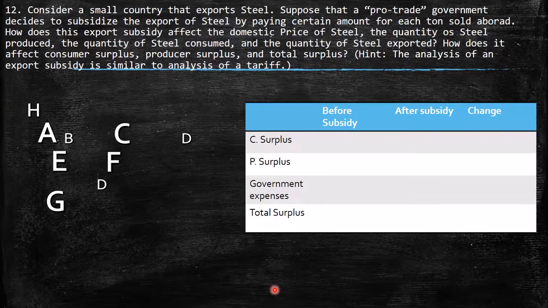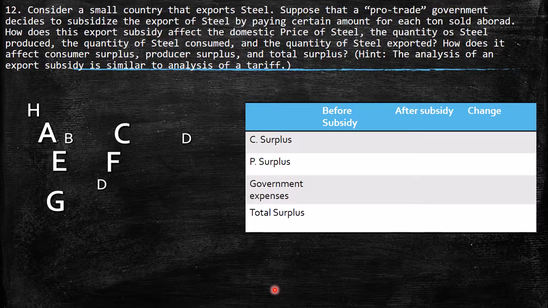So 12. Consider a small country that exports steel. Suppose that a pro-trade government decides to subsidize the export of steel by paying a certain amount for each ton sold abroad. How does the export subsidy affect the domestic price of steel, the quantity of steel produced, the quantity of steel consumed, and the quantity of steel exported?